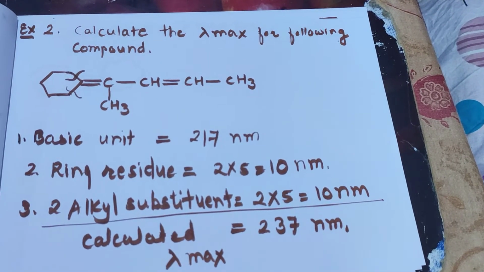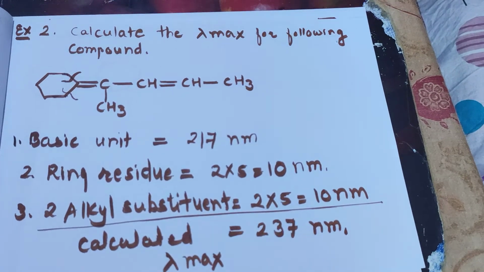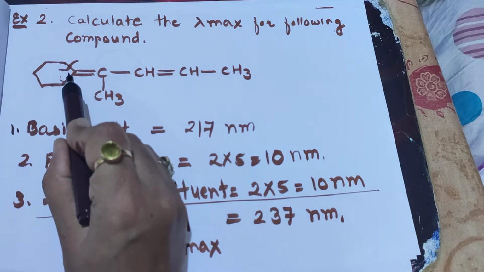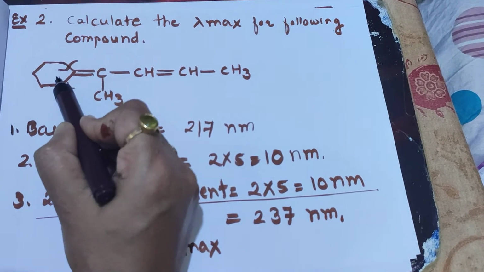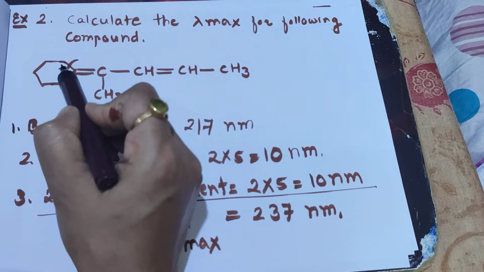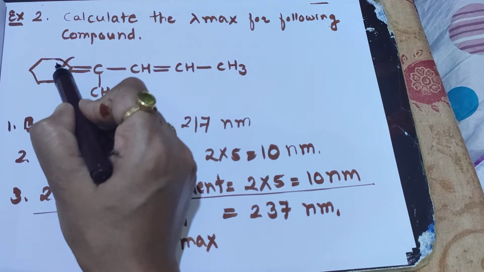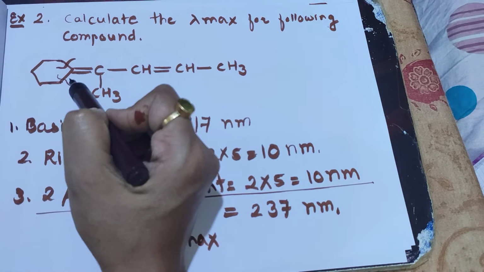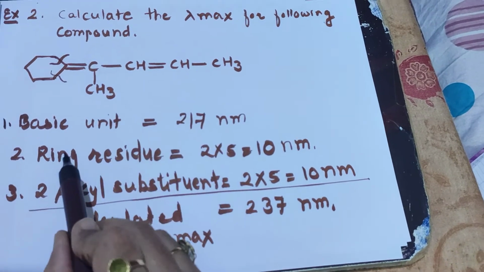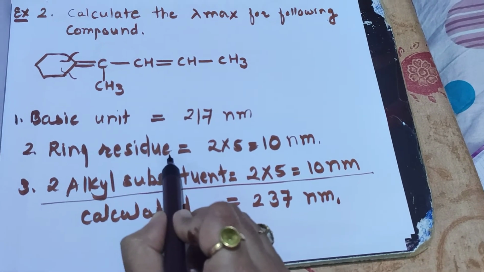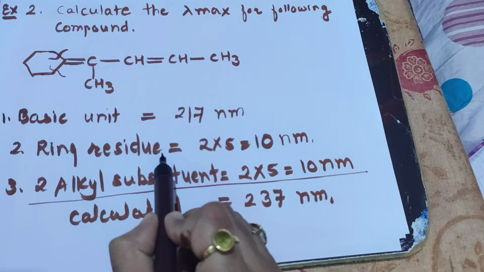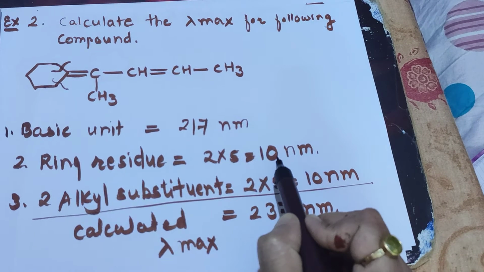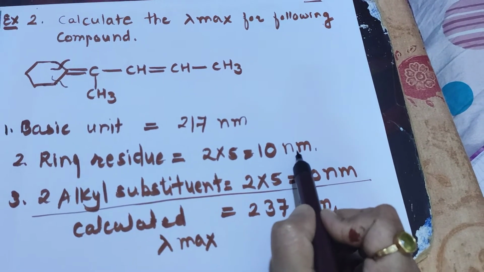Again, if we want to cut this butadiene system from this ring, we have to cut this structure from these two sides. This is the first and from this, the second position. So we can say these two are nothing but two ring residues. For one ring residue, the value of lambda max is 5 nanometer. As we have 2 ring residues, the value comes out to be 10 nanometer.